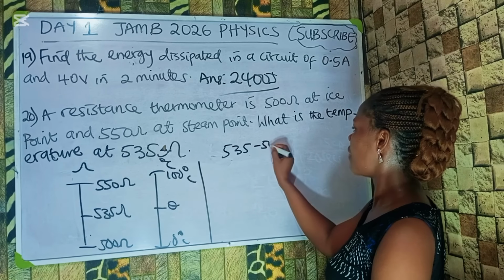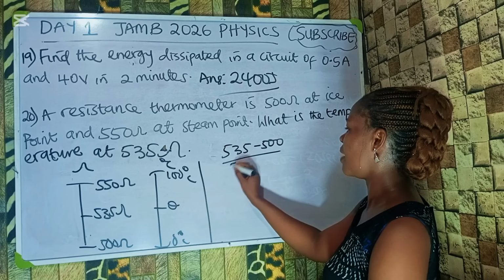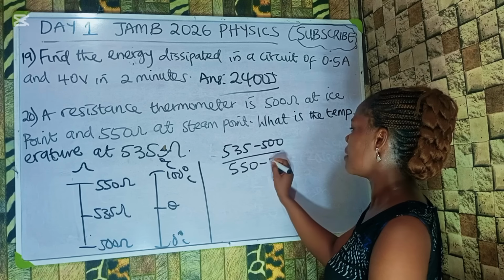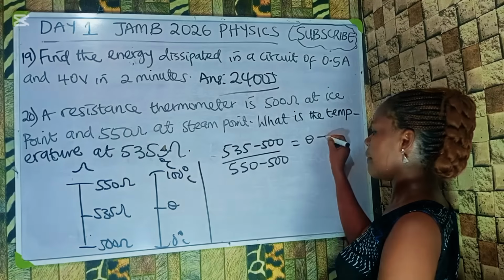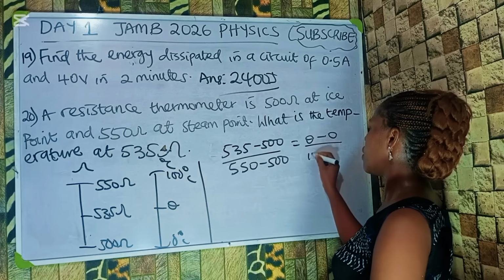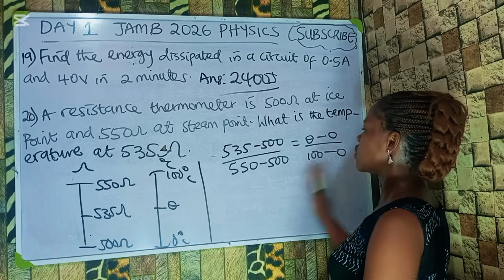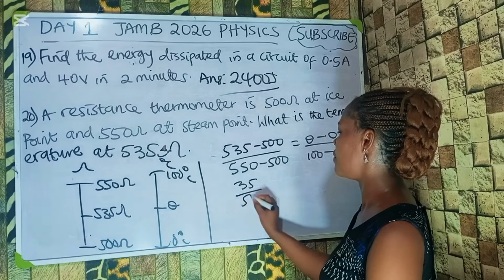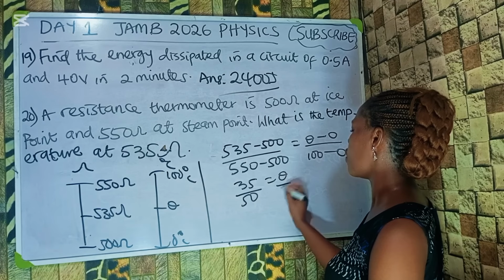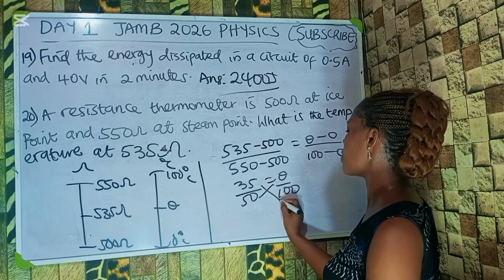535 minus 500, divided by 550 minus 500, is equal to theta minus 0 all over 100 minus 0. So let's just work it out. This is going to give me 35 all over 50 is equal to theta over 100. So we do cross multiply.